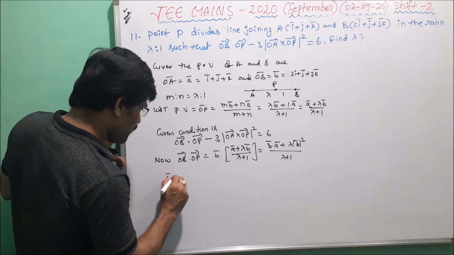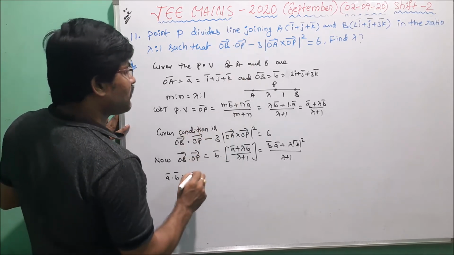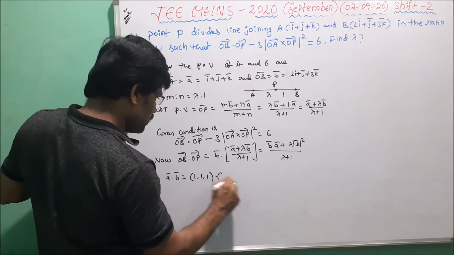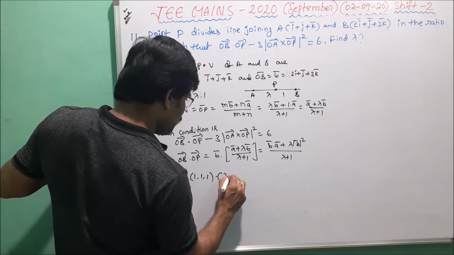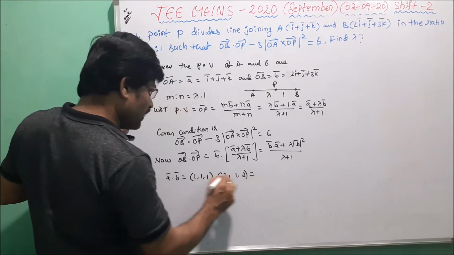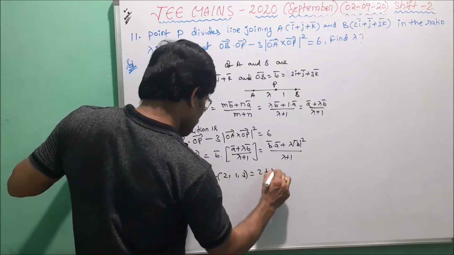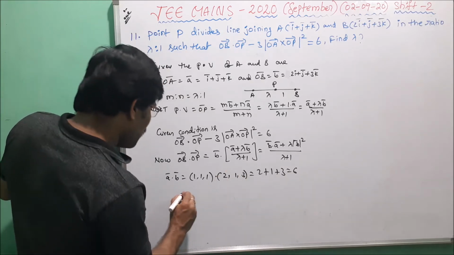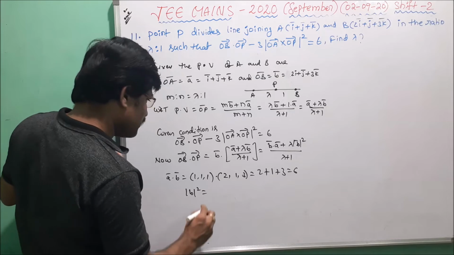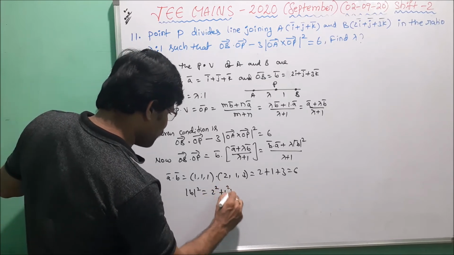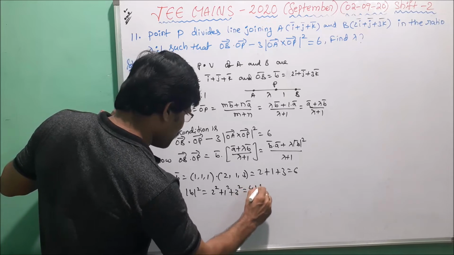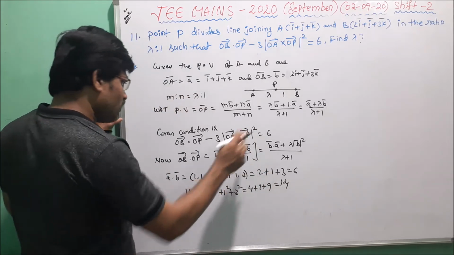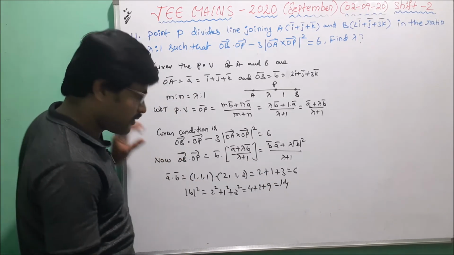Here A bar dot B bar, with the given vectors i plus j plus k, means (1, 1, 1) dot (2, 1, 3). That value is 1 into 2 plus 1 into 1 plus 1 into 3, that is 6. Also to find mod B bar square, that is 2 square plus 1 square plus 3 square, 4 plus 1 plus 9, that is 14.